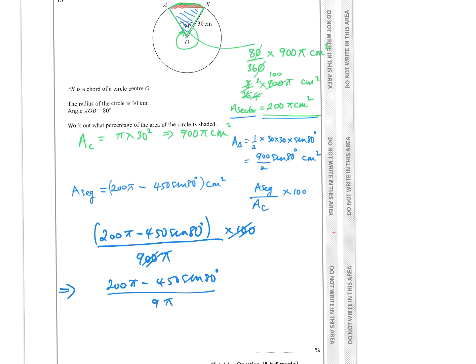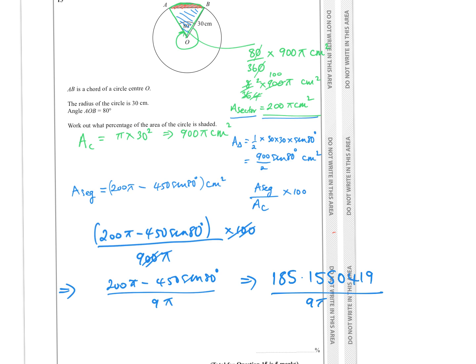And then I'll probably use my calculator now. So I'm going to do the numerator first. So what do we have? 200 pi. Just got to find the pi button here. And I get 185.1550419. Very important to write down all of your calculator display.